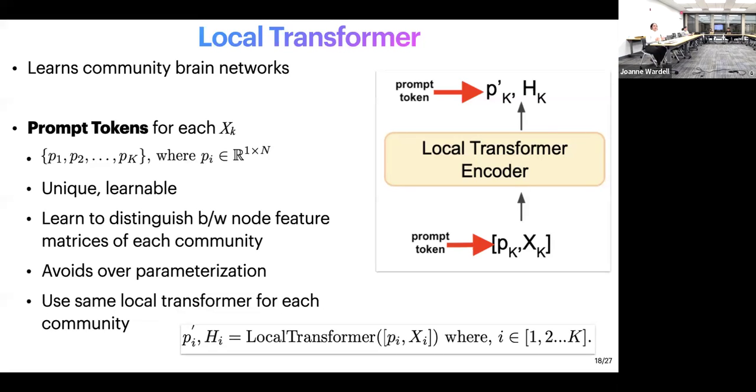So they're doing this because it would cause over-parameterization to have a different transformer for each one of these communities. There could be 8 communities, or depending on the resolution of the brain networks that you want, it could be more. So they're just sharing all of the model weights, but to distinguish between the different communities, they're using this column vector prompt token. That way they're avoiding over-parameterization, and they're using the same local transformer for each community, essentially.